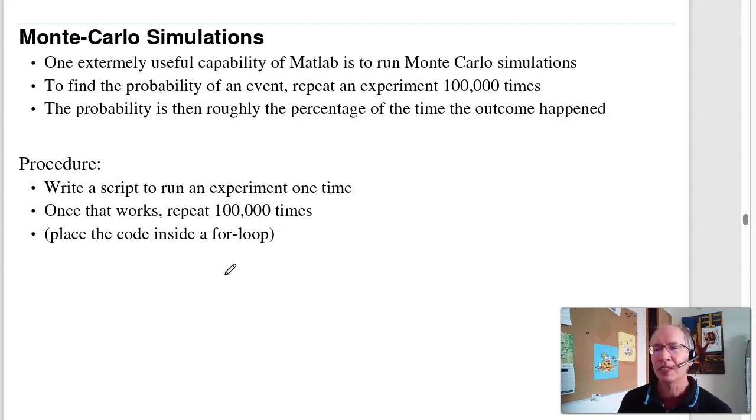Here the idea is write code to run an experiment one time. If I can run it once, then run it 100,000 times. And then count how many times the event happens. The probability is roughly the number of times it happened divided by the number of times of events, like 100,000. That's kind of the definition of probability.